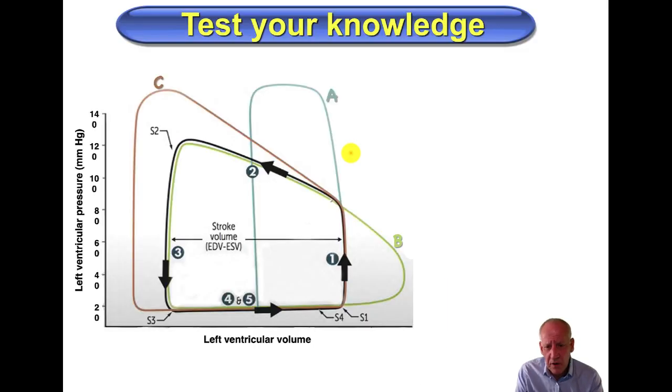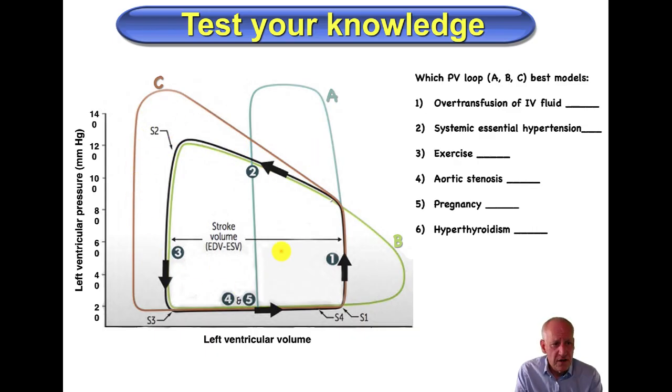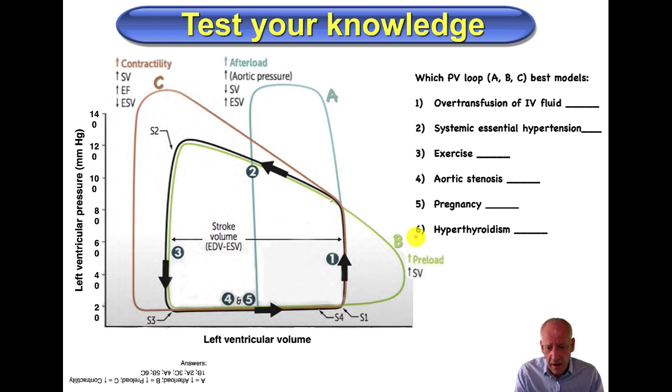Here's an example of a question I might have on the end-of-block exam. We see here 3 different PV loops. The question might ask which PV loop best models one of these clinical scenarios. See if you can answer these, and here are some hints, and here are the answers upside down.